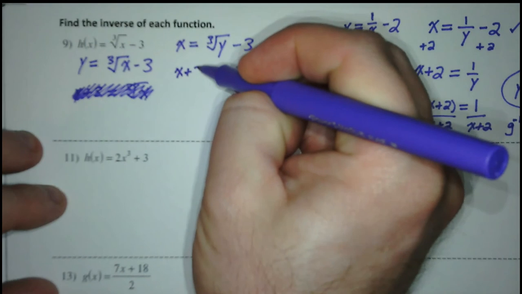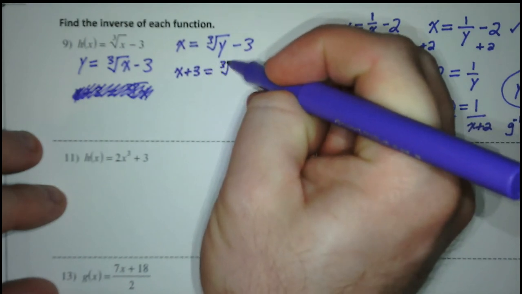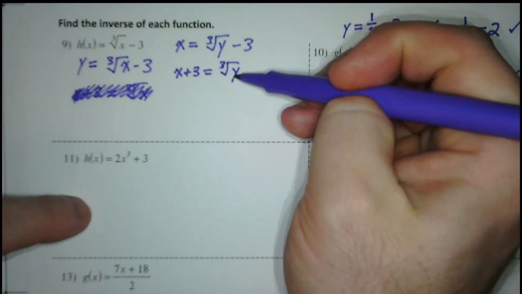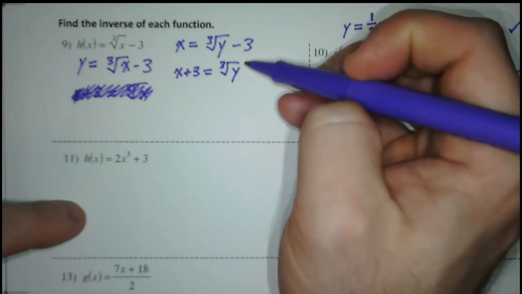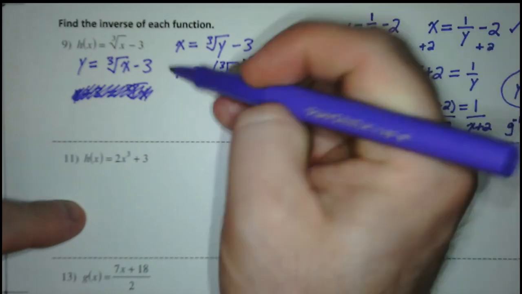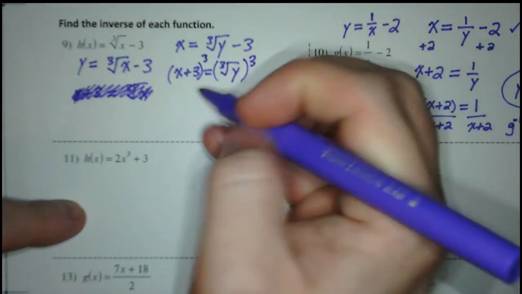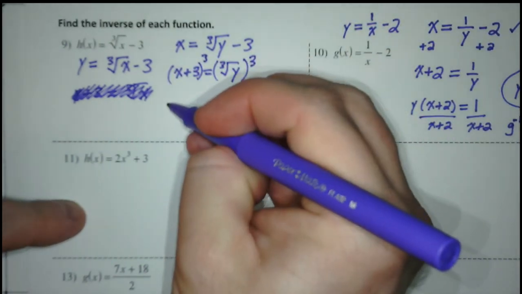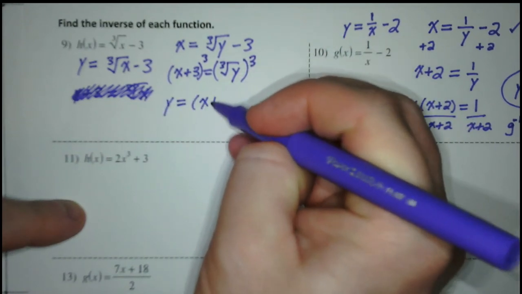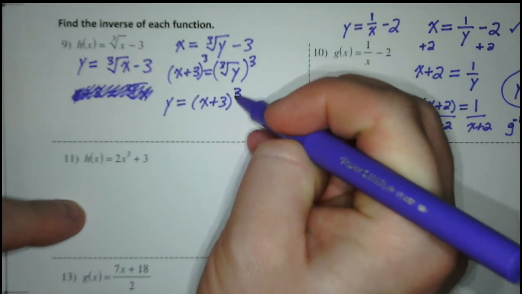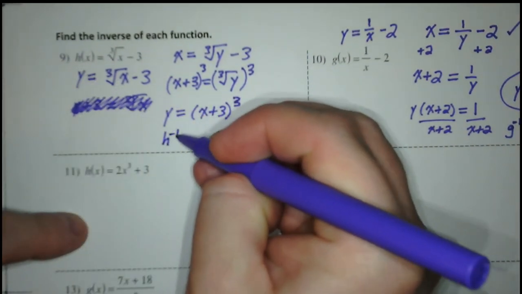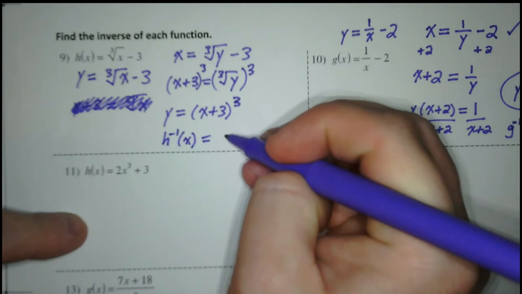So x plus 3 equals the third root of y. And now all you have to do to get y by itself, what's the opposite of a third root? Wouldn't that be raising it to the third power? So we raise both sides to the third power. That'll get y by itself, and over here it'll just be x plus 3 all to the third power. Or in other words, you could say h inverse of x.